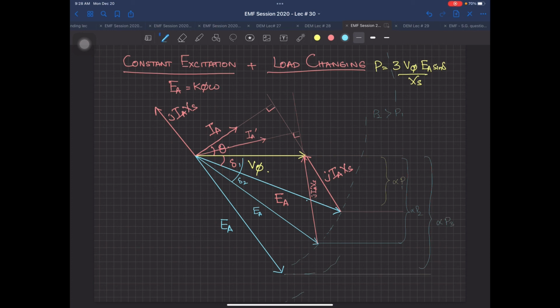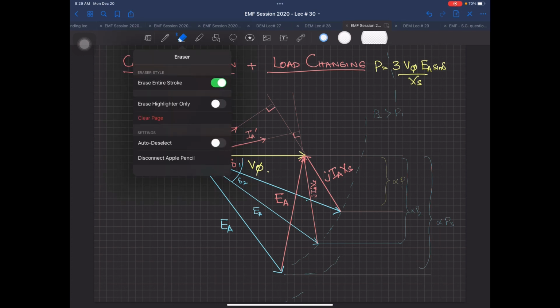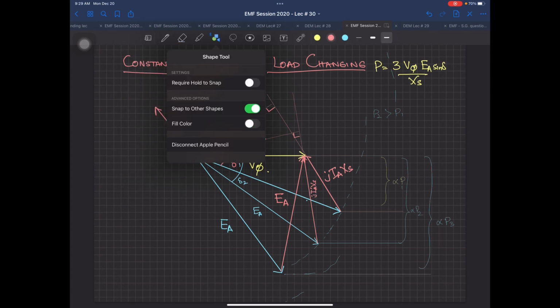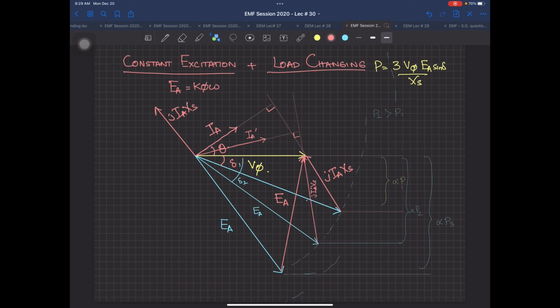Now with this P3, if I have to draw this vector, from this point to this point, I will just add these two. Fill coloring has to be here. Okay, so now this one is your J. This is your JIA double dash XS. Now, कोई मुझे बताएगा ये करंट लैगिंग आएगा या लीडिंग आएगा? If it was exactly 90 degrees to this one, it would be a unity power factor.